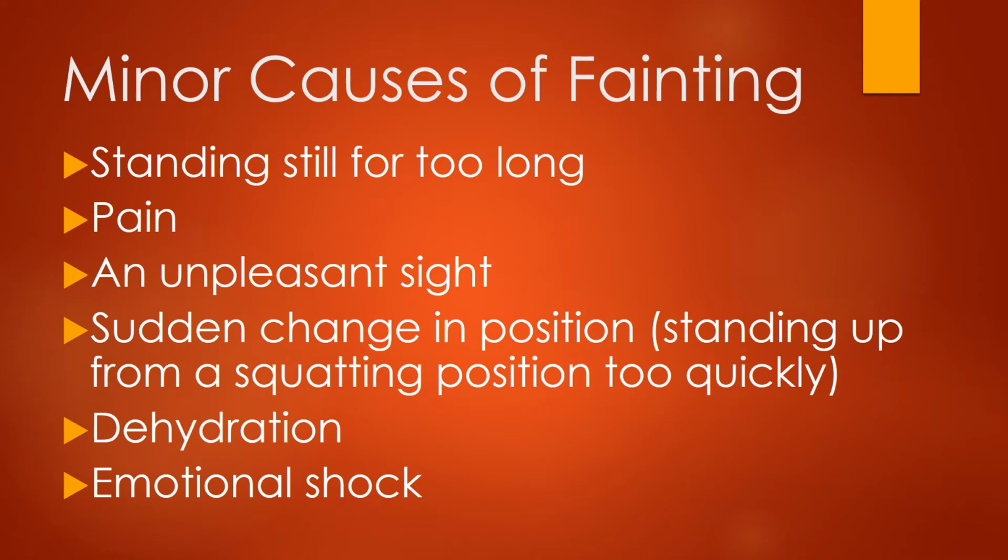What are the minor causes of fainting? Standing still for too long. When there is an assembly in school, usually students who have been standing still for too long will actually faint during the national anthem. Or it could be due to pain and or an unpleasant sight, like certain people when they see blood, they will faint. Or a sudden change in position, they were squatting and then they stood up too quickly, that may cause them to faint too. Or dehydration, like during the rehearsals for National Day parades, some soldiers will faint because they didn't drink enough fluids, or it could be due to emotional shock.